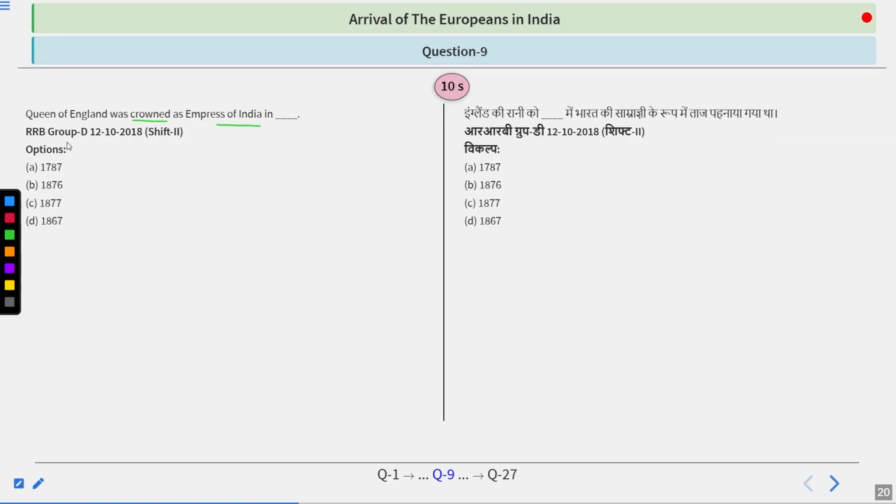The Queen of England was crowned as the Empress of India in 1787, 1876, 1877, or 1867? So if you know something about the Delhi Darbar and when the British Queen became the Empress of India, now you can answer this question correctly. So try to find the answer.